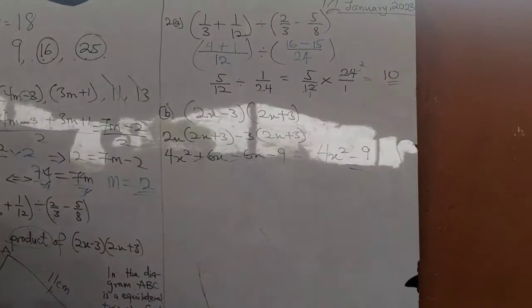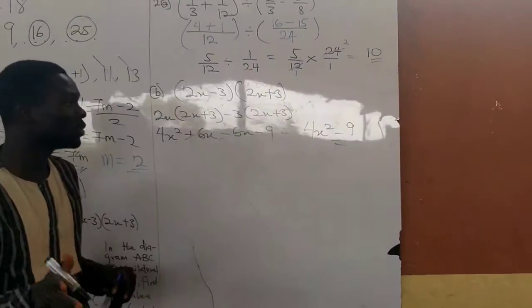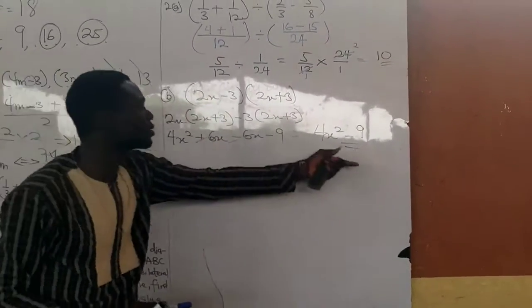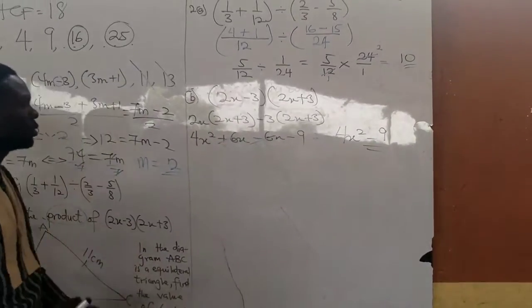We were just asked to find the product. We weren't asked to find the value of x to equate it to 0. So finding the product of this, you are going to get this times this, this times this. That gives you the answer.